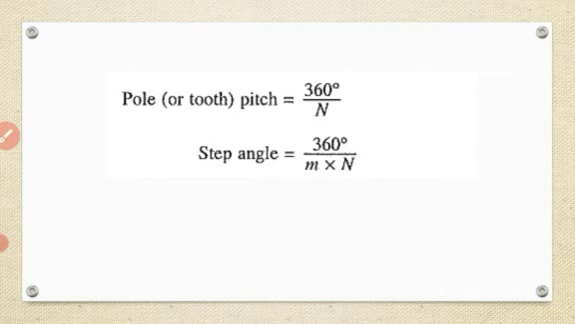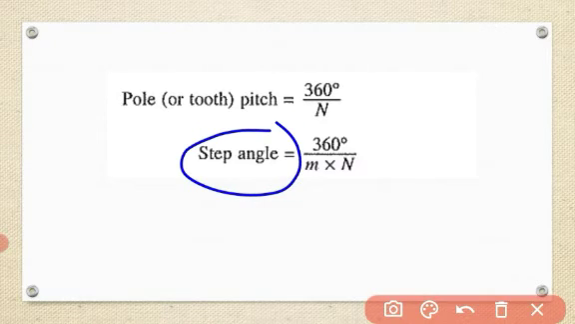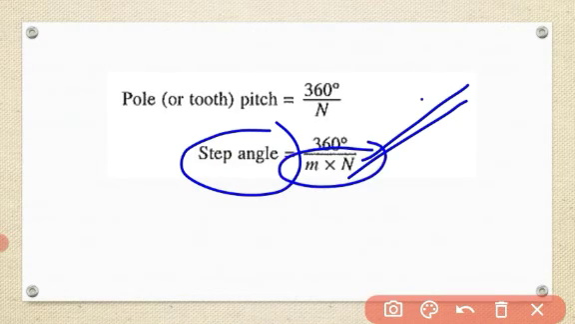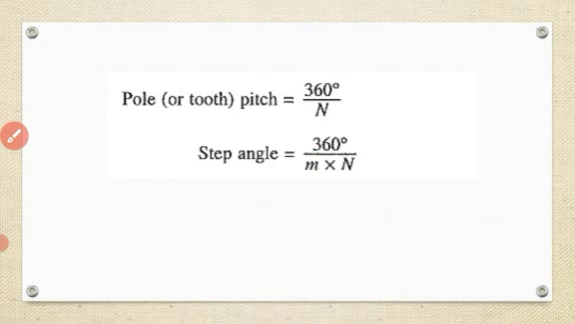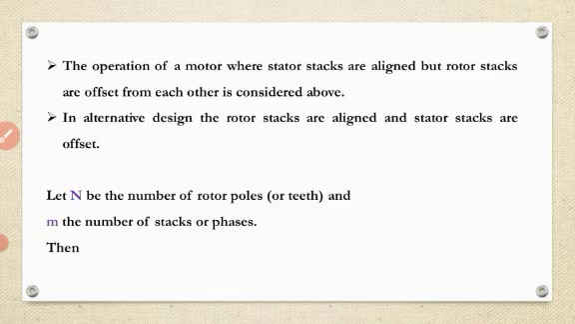With the help of this we can know the step angle, how much it is, depending upon n. I repeat, n is the number of rotor poles or number of rotor teeth, and m is the number of stacks or phases. Depending upon this m and n, we get the step angle, meaning the rotor rotates through an angle. This is called the pole pitch. I will go back and explain here.